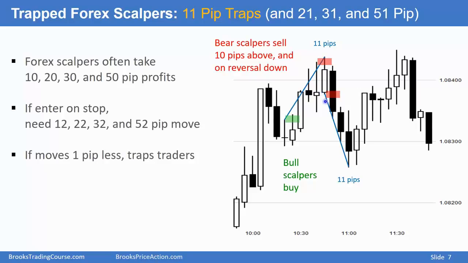They sell 1 pip below the bar. It has to fall 10 more pips to hit their limit order. And for that limit order to be filled, it usually has to fall 1 more pip. So the market usually has to fall 12 pips for the bears to make 10 pips. If it starts to turn up before 12 pips, it's an 11 pip trap. That means the bears who sold are trapped. It hit 11 pips, most of them did not get their 10 pip profit, and it reverses up. At some point, those bears give up.